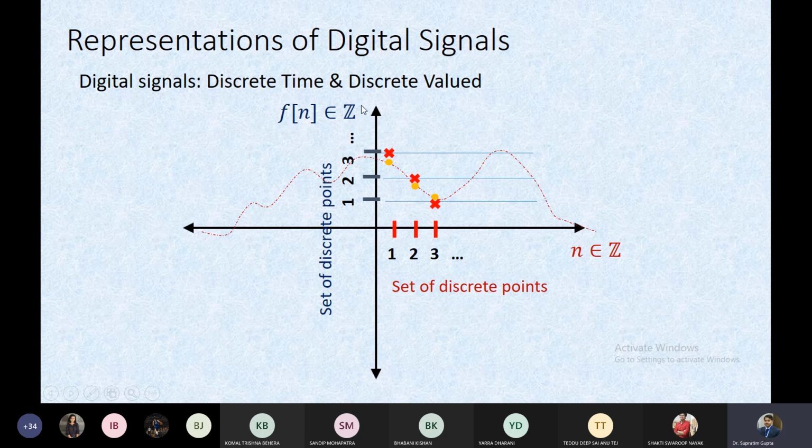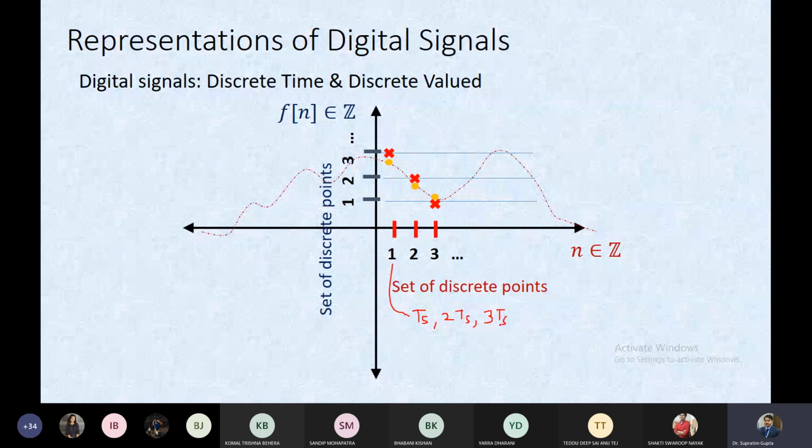Okay, so it is a set of integers, and the time is also a set of integers n, but it is implied. So this one means 1 into Ts. So the actual timing is Ts, then 2Ts, then 3Ts. But when we specify, this Ts term is not explicitly represented, but we only take this 1, 2, 3 and so on.